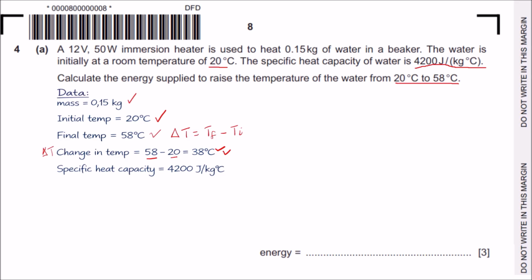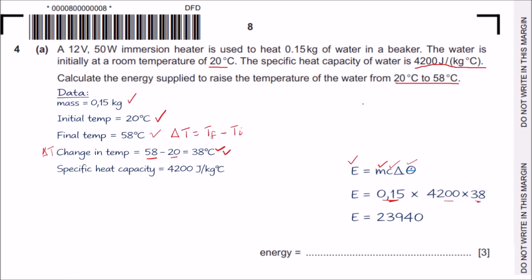Let's recall the equation for specific heat capacity, mass and energy. It will be energy required is equal to mass times specific heat capacity times change in temperature. By substitution, 0.15 is the mass, 4,200 is the specific heat capacity, and delta T, the temperature change, is 38, giving us 23,940. Now, do not leave this as your final answer, otherwise you get 2 out of 3.